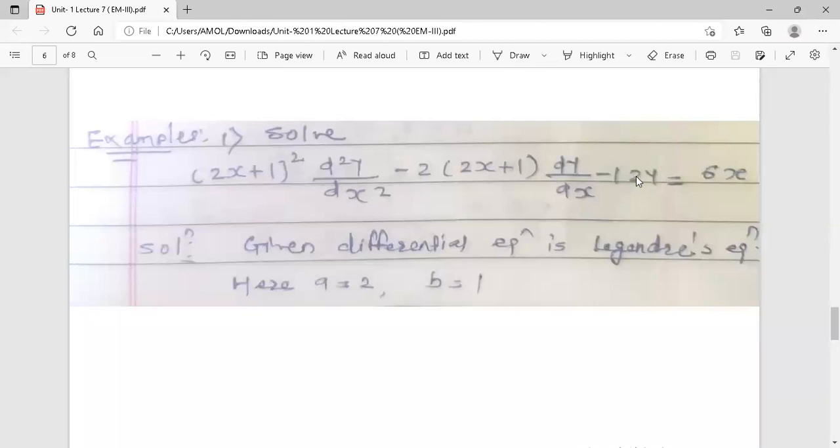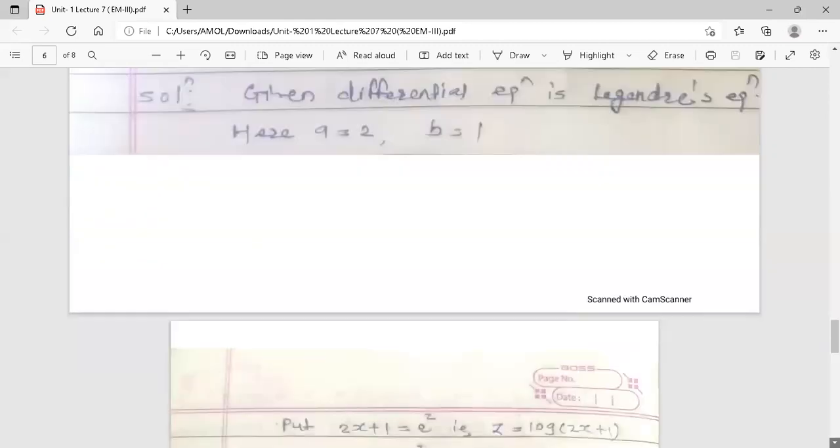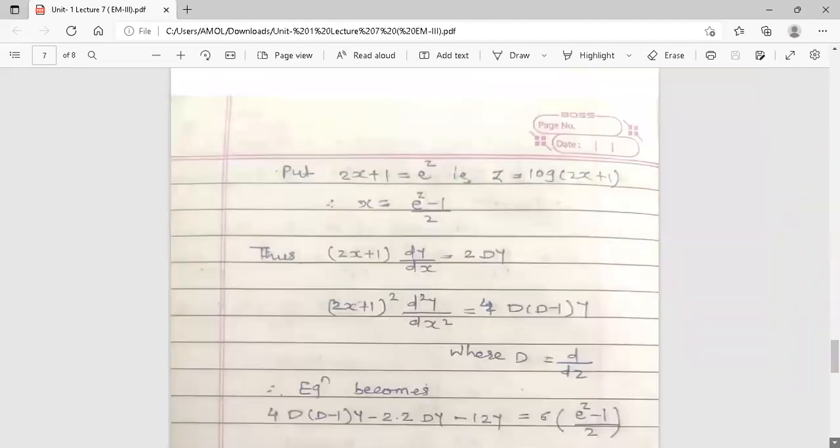In the third term, the derivative is absent, so that polynomial function is also absent, in the form of 2x plus 1. And in the RHS, the function is 6x. So you state here, the given differential equation is Legendre's equation because it is in the form of ax plus b. Here, if we compare with ax plus b, the value of a is 2 and the value of b is 1. So remember it. Now, how to reduce this Legendre's equation to LDE?